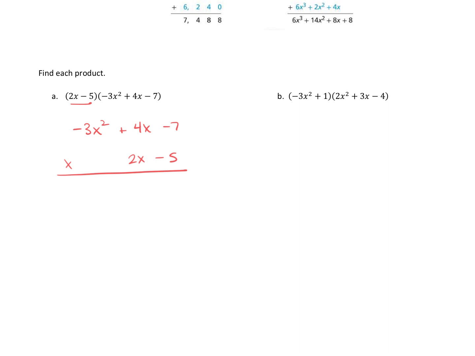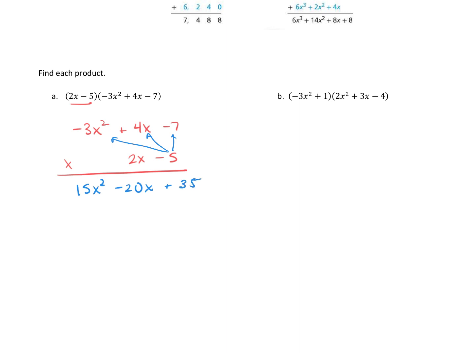We're going to start with multiplying the negative 5. So the negative 5 is going to multiply to each term above. So negative 5 times negative 3x squared is negative 15, positive 15. Ooh, negative times negative. Positive 15x squared. Then negative 5 is going to get multiplied with the 4. Negative 5 times 4 is negative 20x. Negative 5 times negative 7 is positive 35.